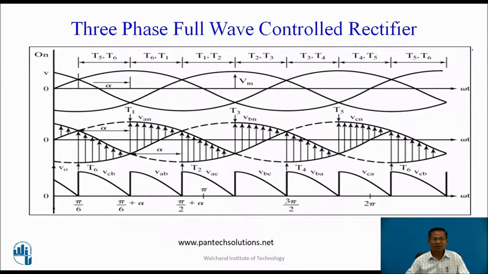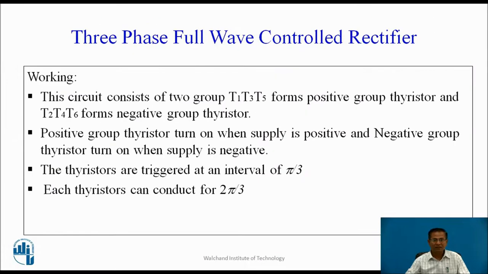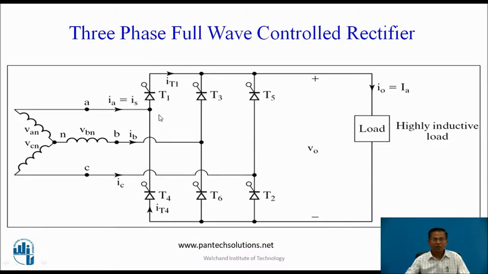These are the waveforms for highly inductive load. At omega t equal to pi by 6 plus alpha, the pulse is applied to T1, and before this T6 is in conducting state. Therefore, the current flows through the source, T1, load, T6, back to the source. As an effect of this, the voltage VAB appears across the load.